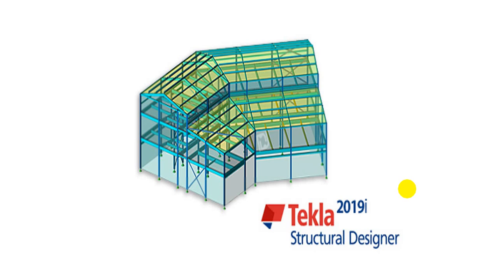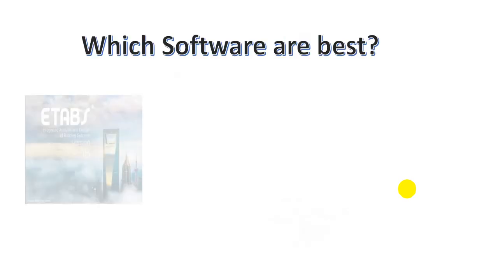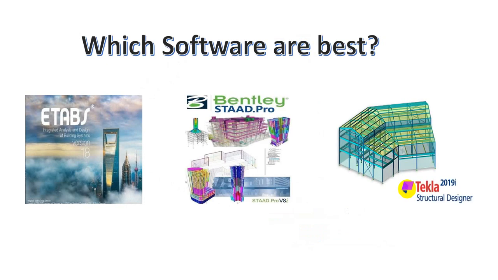So those were the three software I have selected. These are the top software. There are many software for structural analysis and design, but these are the most used ones I have found on the internet. So if we compare these software here, ETABS, Bentley STAAD.Pro and Tekla Structural Designer.